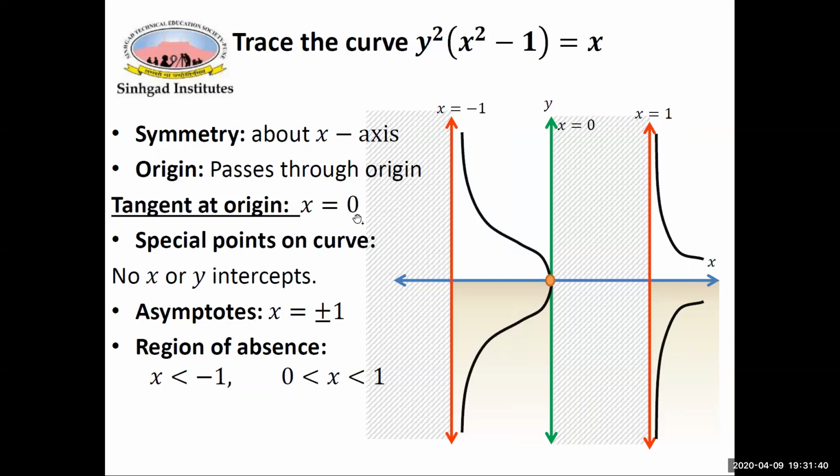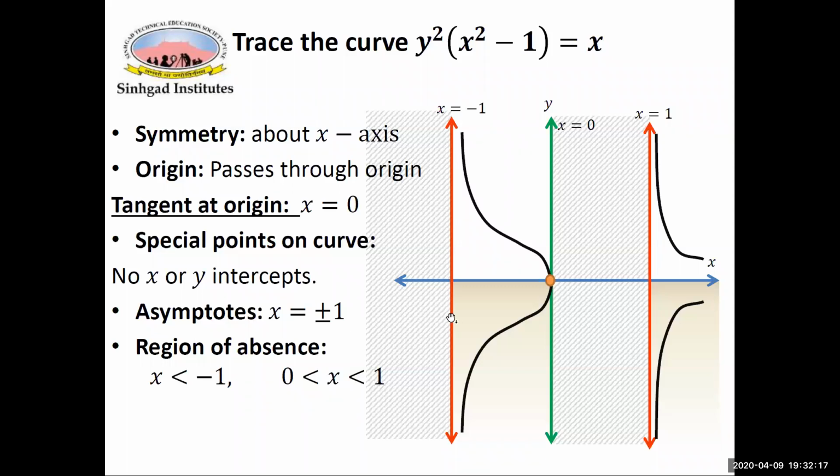Asymptote. y square is equal to x upon x square minus 1. Put x equal to 1. y square is infinity. x equal to minus 1. y square is also infinity. Hence, the asymptotes are x equals minus 1 and 1. So we got here 2 asymptotes as well as the curve passing through the origin. Now which points are there in our hand? (-1, 0), (0, 0), (1, 0).